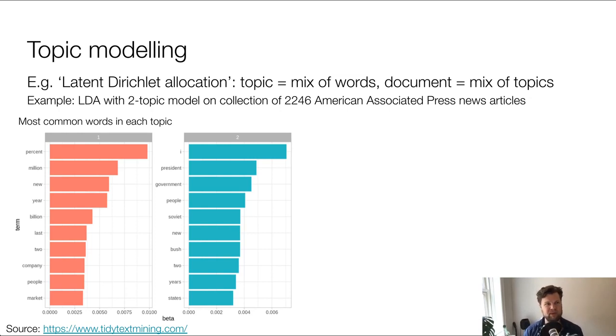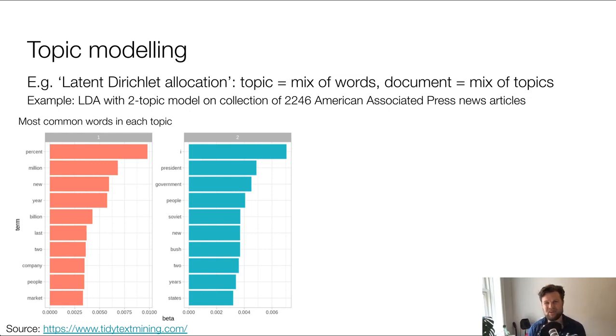And then the algorithm went and said, okay, here's my result. I found 2 topics. The most common words in topic 1 are percent, million, new, year, billion. In topic 2, it's president, government, people, Soviet, and so on. Which seems to suggest that this algorithm has uncovered something that looks like a financial topic and a politics topic, which, depending on exactly how these news articles were assembled, might make sense, actually.